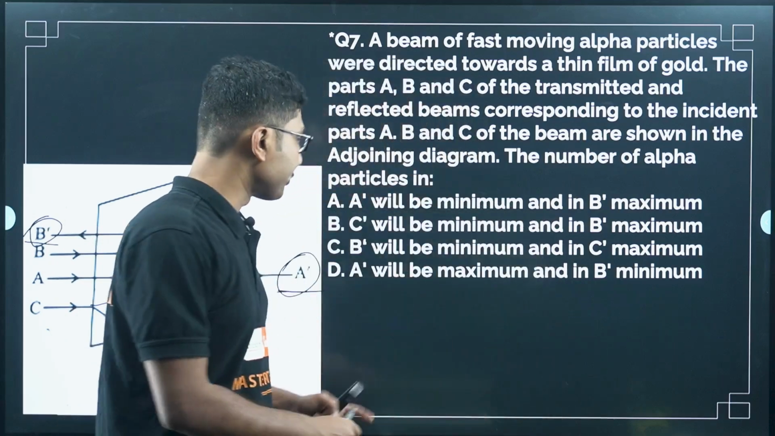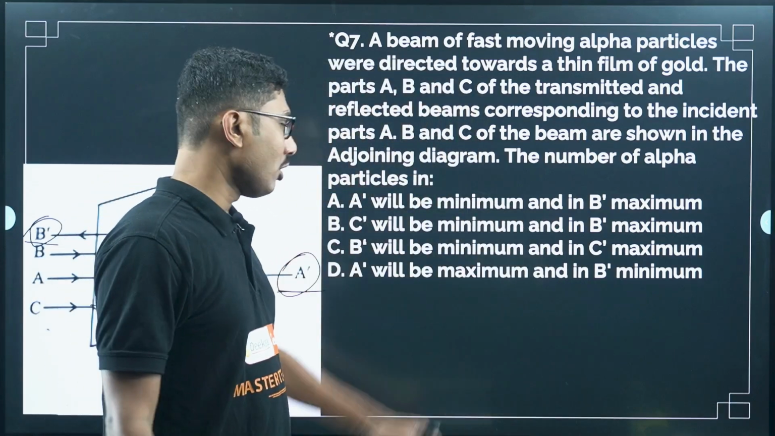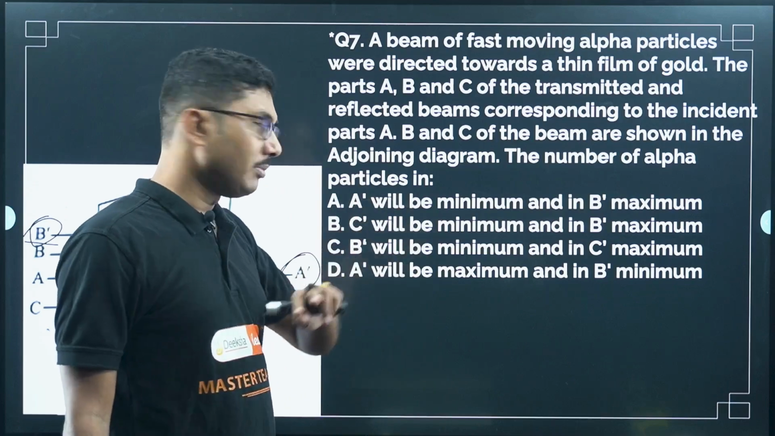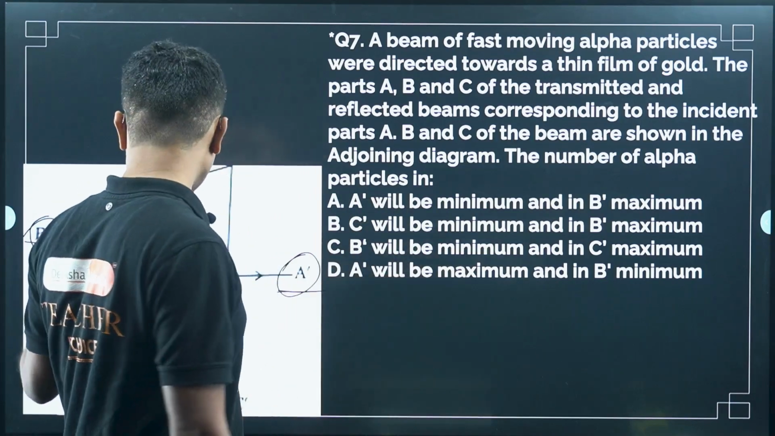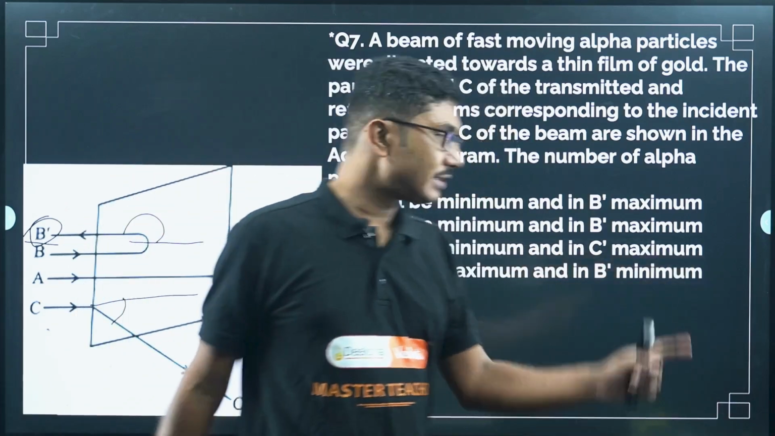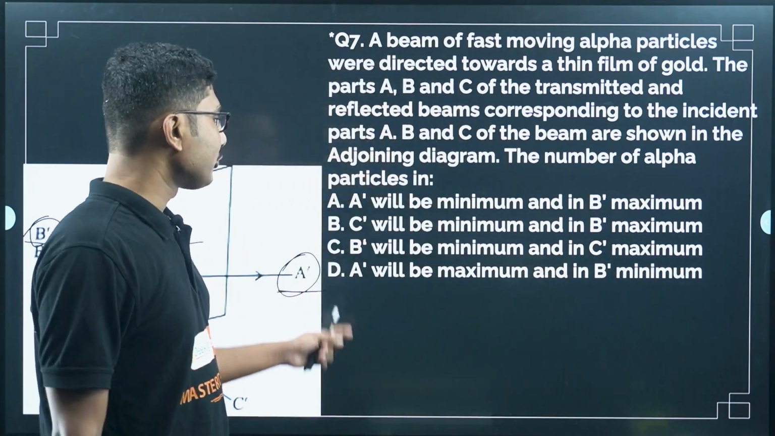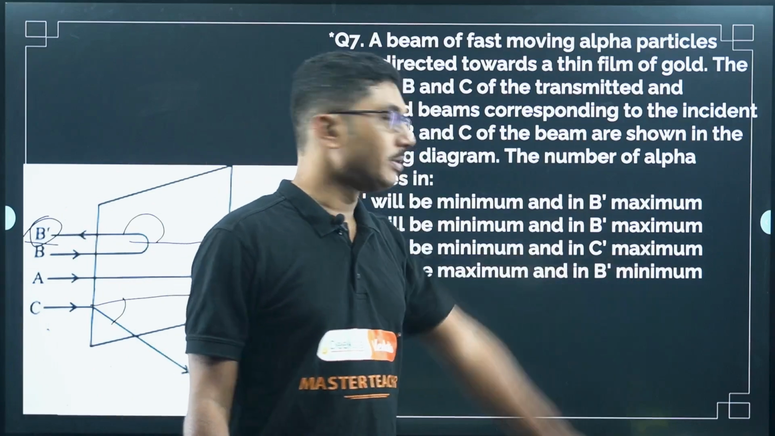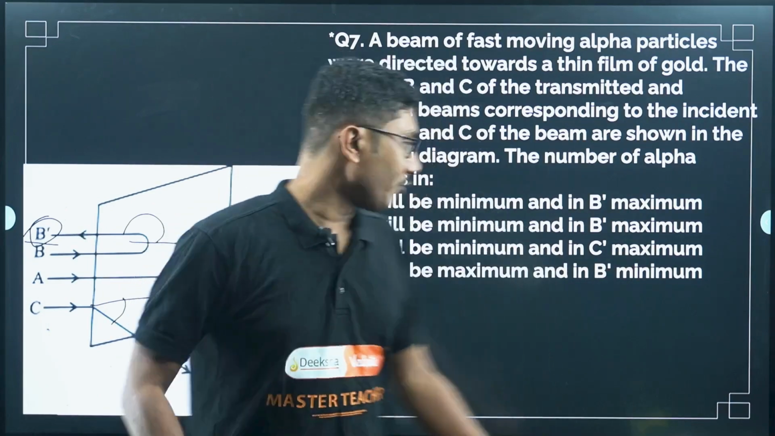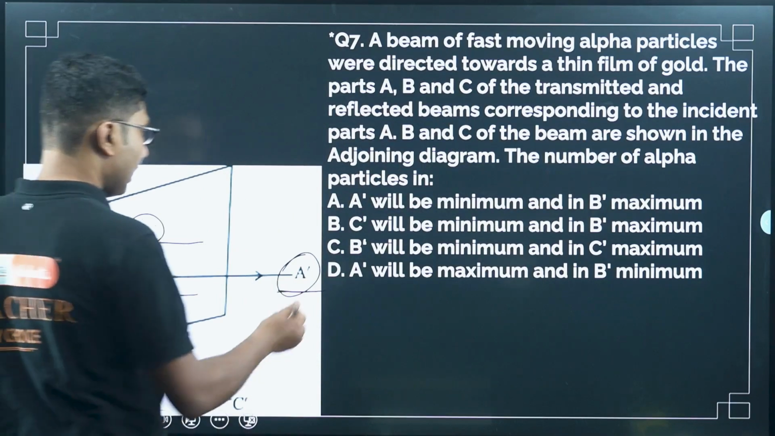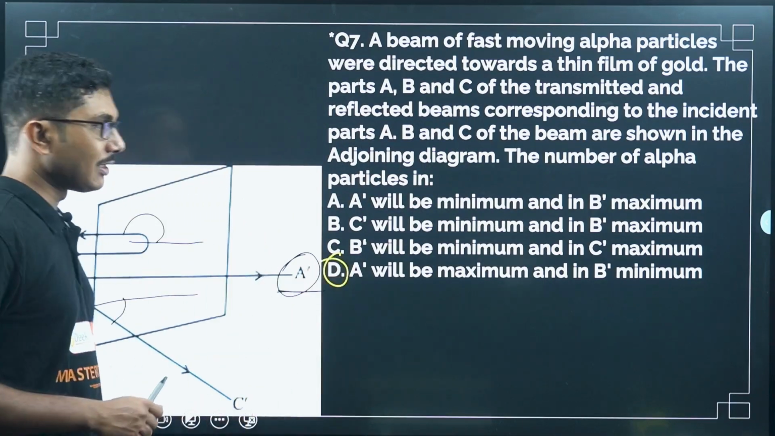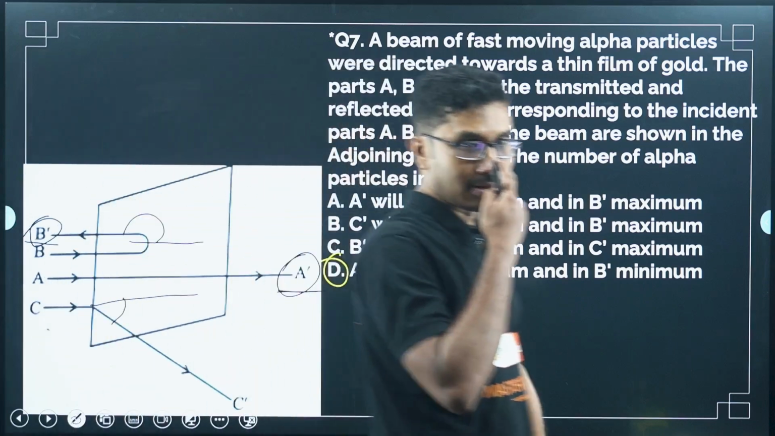Now let us read the options. A dash will be minimum, wrong. C dash will be minimum, wrong. B dash will be minimum is correct, but C dash is maximum, wrong. A dash will be maximum and B dash will be minimum. So the correct answer is obviously option D, because in option D we can see that A dash will be maximum and B dash will be minimum, right?